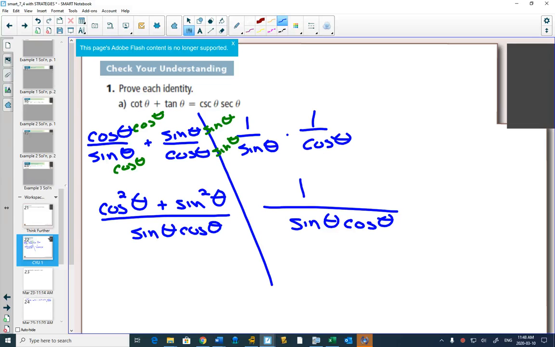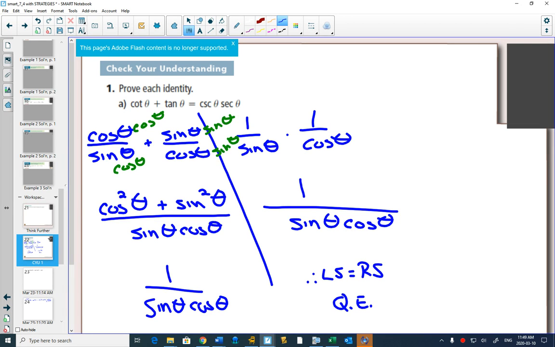Now sometimes when you get a single fraction on both sides, you're going to be done. But this one we're not quite done. We're close. Cos squared plus sine squared equals 1. You can use page 622. We're going to actually do the next one and one more that I've added. So, therefore, the left side equals the right side.